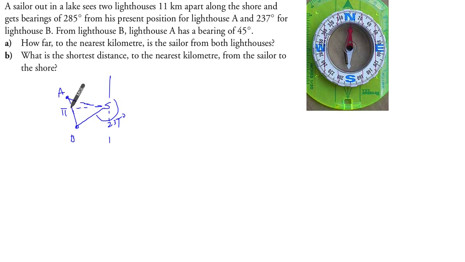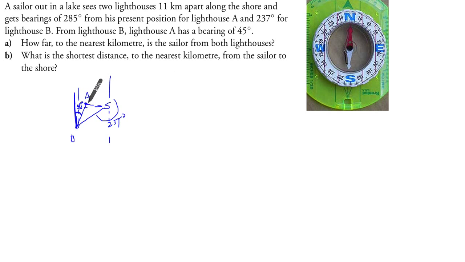Okay, so that means A is more towards this way, right? Instead of there. Okay, like here. Right, so that still has a 285, but A is here. Okay, and this angle from the vertical, this is 45. Okay, how far to the nearest kilometer is a sailor from both lighthouses?